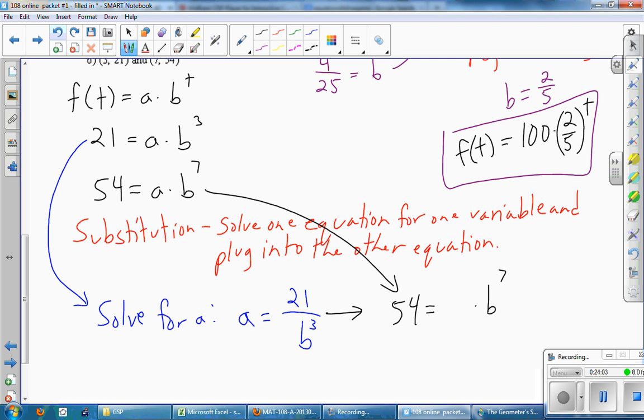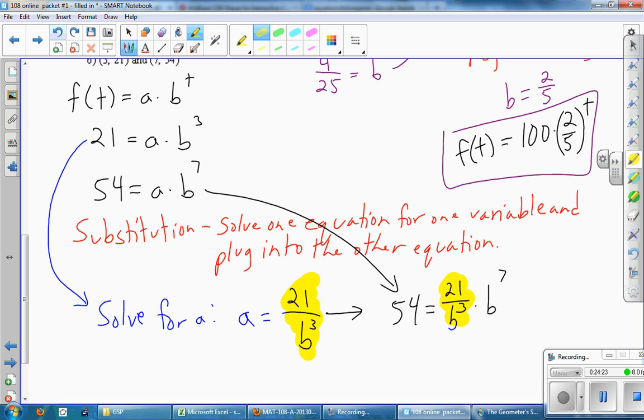So inside of that space, instead of A, what are we going to put? Well, we've just discovered that A is 21 over B cubed. So this A right here must also be 21 over B cubed. And that's what we're going to put there. 21 over B cubed. So that came from that.